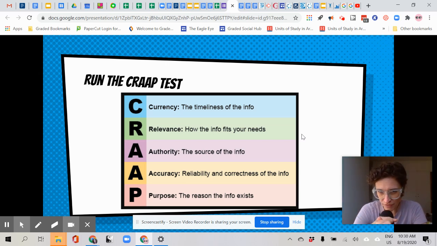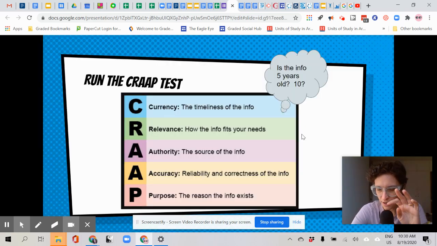R stands for relevance, how the info fits your needs. A stands for authority, which you should look for the word author inside that word, the source of the info. A, accuracy, the reliability and correctness of the info. And P, purpose, the reason the info exists. So let's break down each of these step by step.